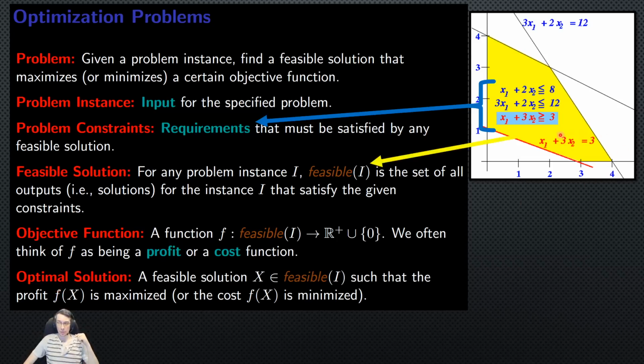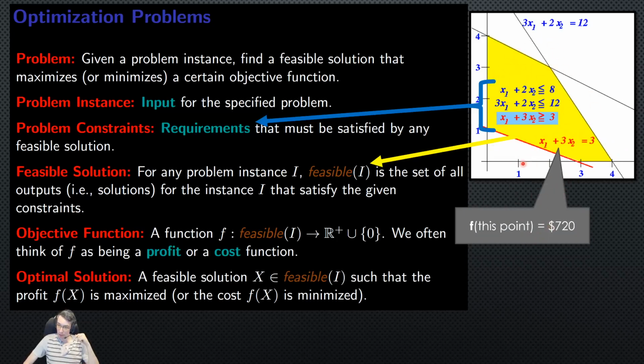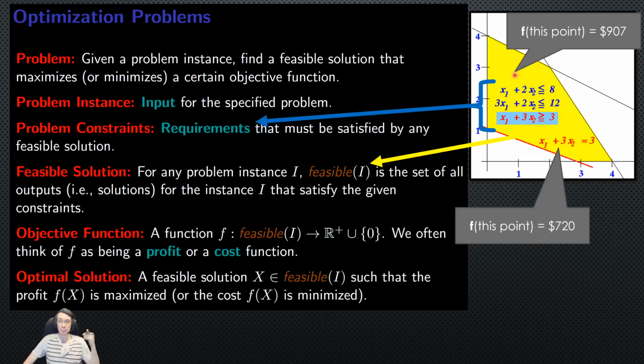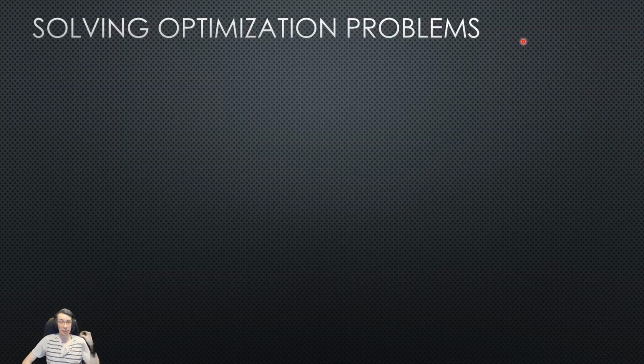Okay, so here's a couple arrows and a couple points that just express the things that I just described in terms of this problem. So for example, this yellow arrow is indicating that this represents the set of feasible solutions. Each of these feasible solutions has an f value. So for example, this point here might have an f value of $720 of profit and an f value here of $907 of profit, and this would be better according to that objective function. This solution would be better according to the objective function f.